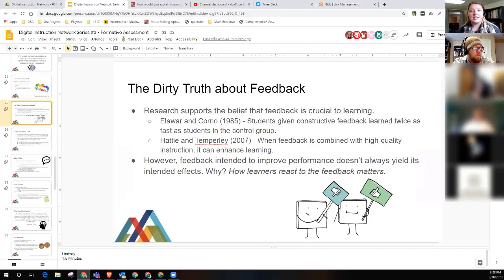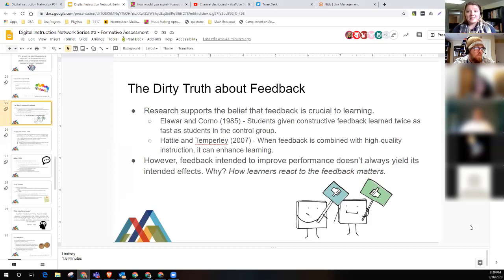A study done in 1985 showed that students that were given constructive feedback as opposed to just scores learned twice as fast as the students that were just given scores. John Hattie and his colleague did what's called a meta-analysis, and they found numerous studies and came to the conclusion that when quality feedback is combined with good instruction, it enhances learning.